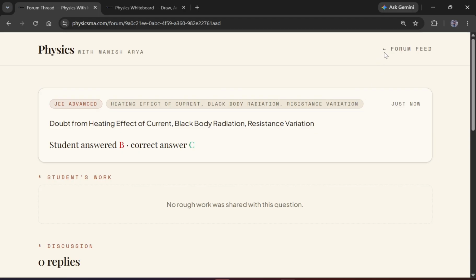Moreover, going forward, I am going to implement something like AI analysis based on whatever you are thinking. AI is going to analyze your thinking process. This is not the current feature. Going forward, I will be implementing it.